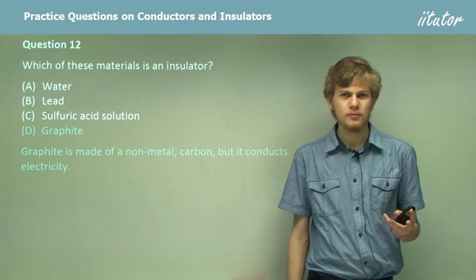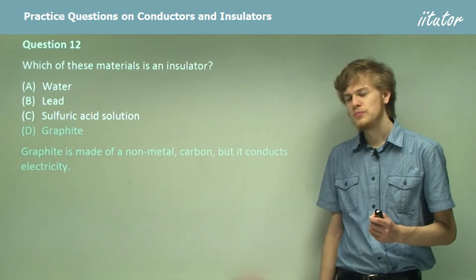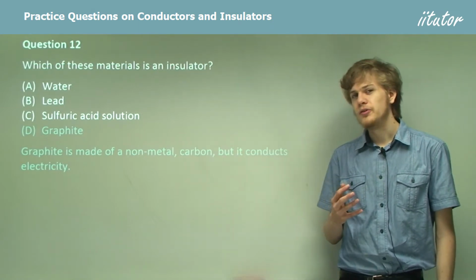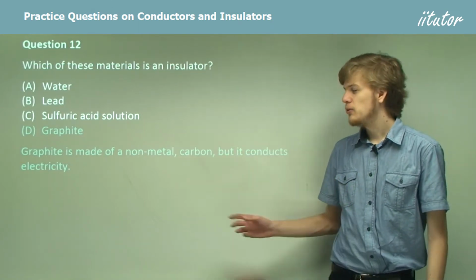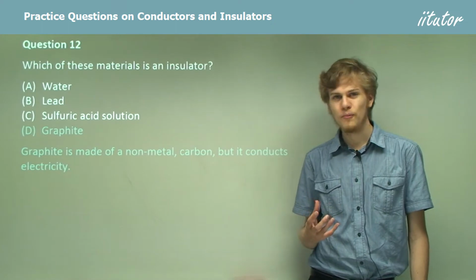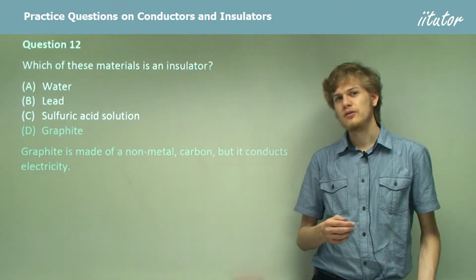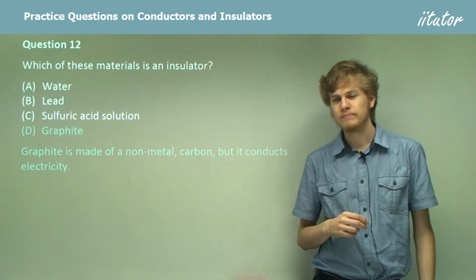Graphite is made of carbon, which at first might seem suspicious because it's a non-metal. But graphite is one of the few materials that doesn't contain metals, but still conducts electricity in its solid form. Graphite, the carbon compound, is also used to make the lead in lead pencils.